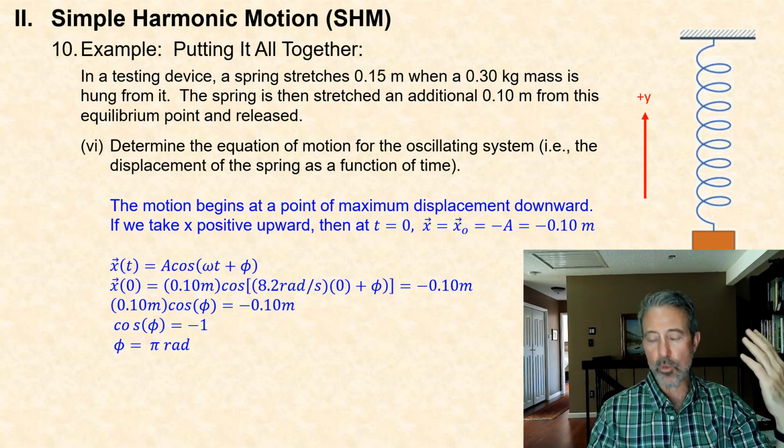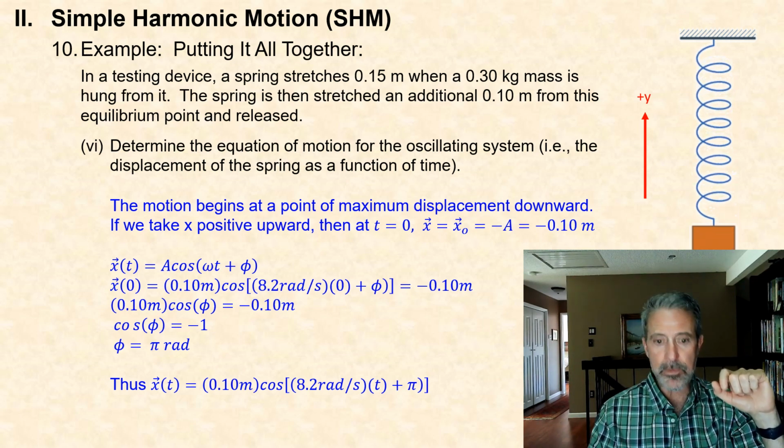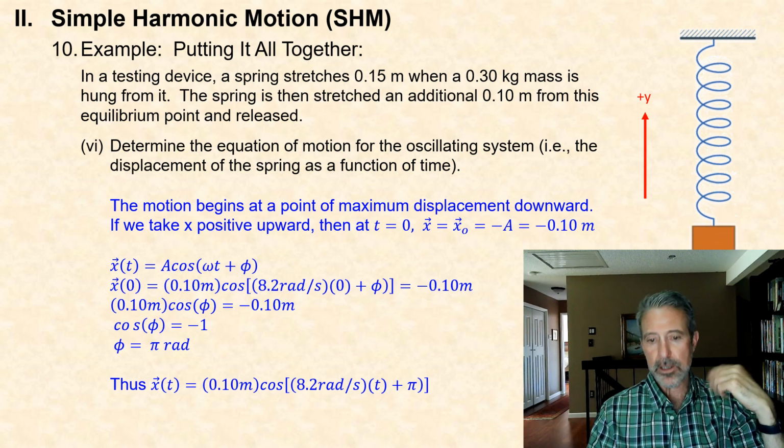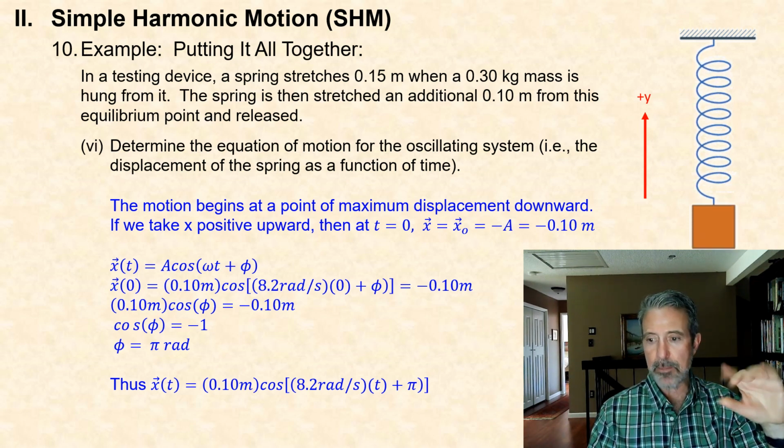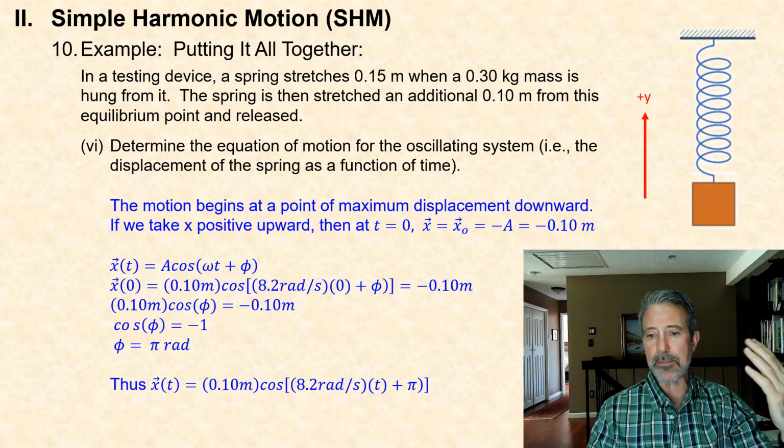We now can write it down. We can say then that the position of our simple harmonic oscillator as a function of time is 0.1 cos(8.2 radians per second times the time plus pi). So you see here we have a function describing the position of the oscillator at any time t.